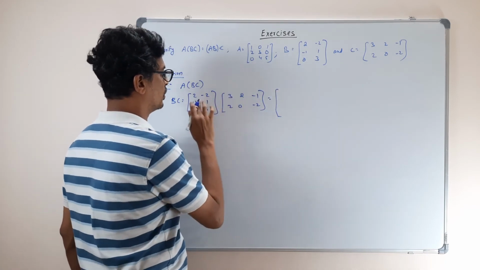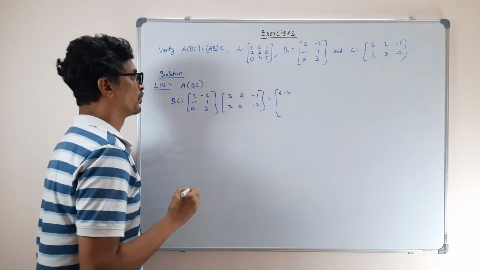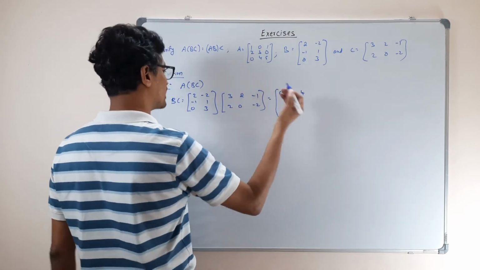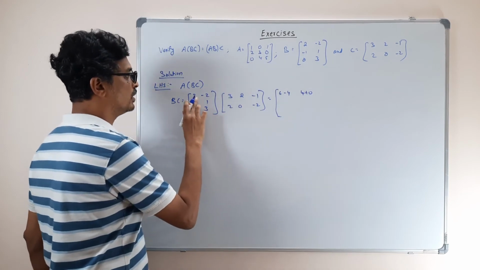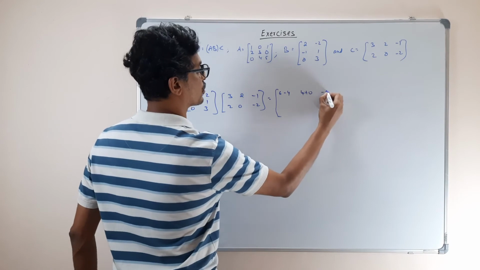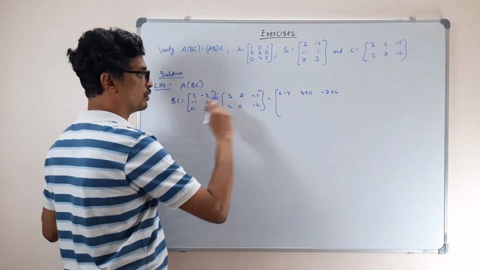First row and first column: 6 minus 4. Next one: 4 minus 0, 4 plus 0. Correct? And what about this next one? Minus 2 plus 2 plus 4, minus 2 plus 4. The next one, this one. So, the first row is over.